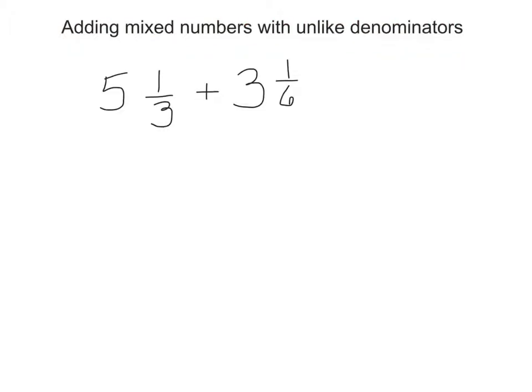Today we're going to be adding mixed numbers with unlike denominators. When looking at this problem, remember the steps that I gave you in the last two lessons. We'll be using the same steps. Step 1, if the problem happens to be lying down or horizontal, make sure you rewrite it standing up.